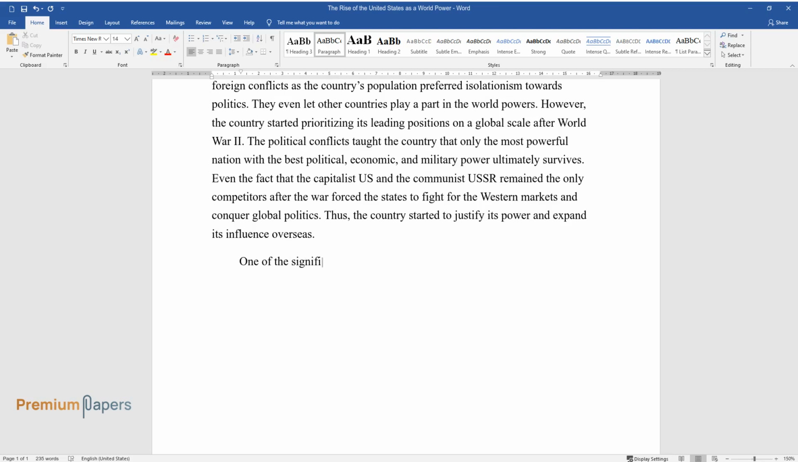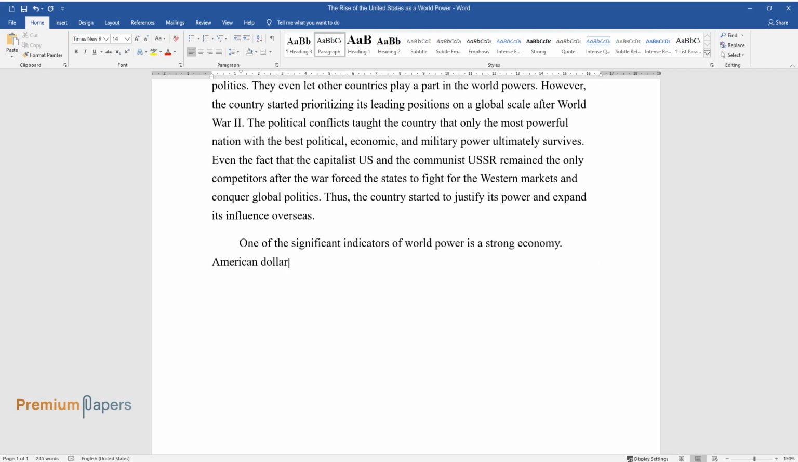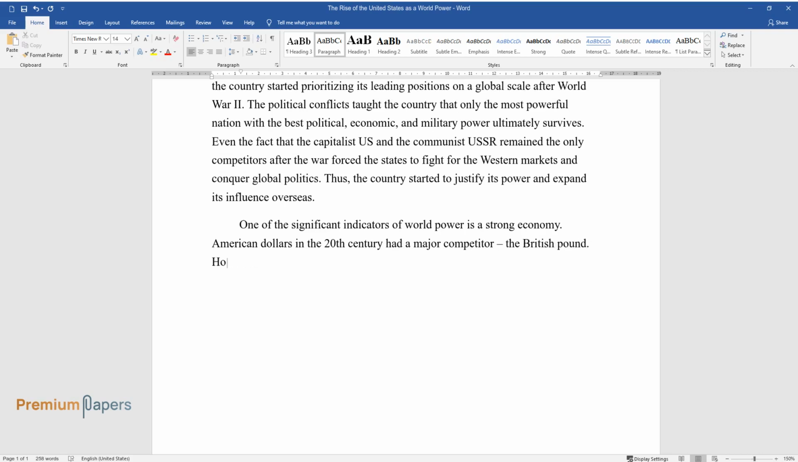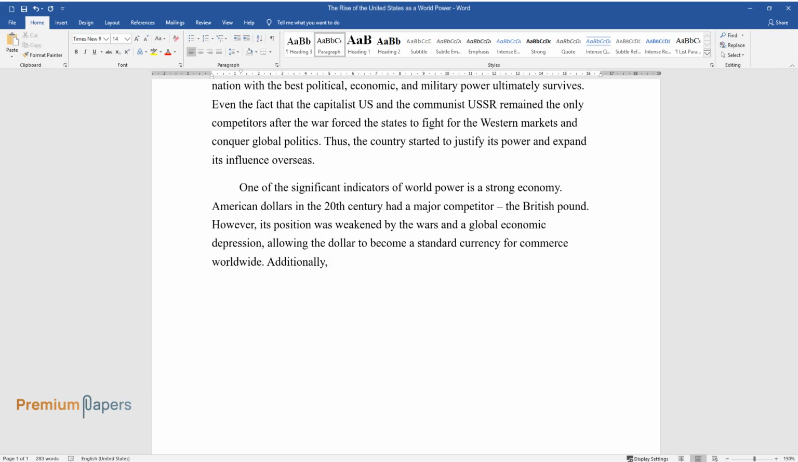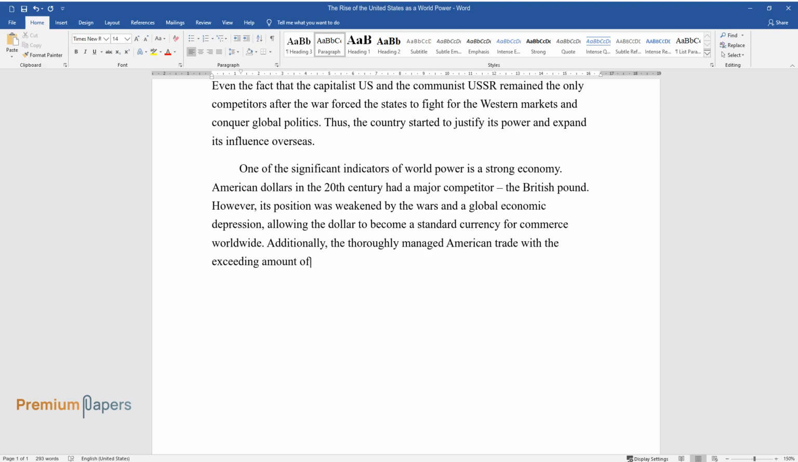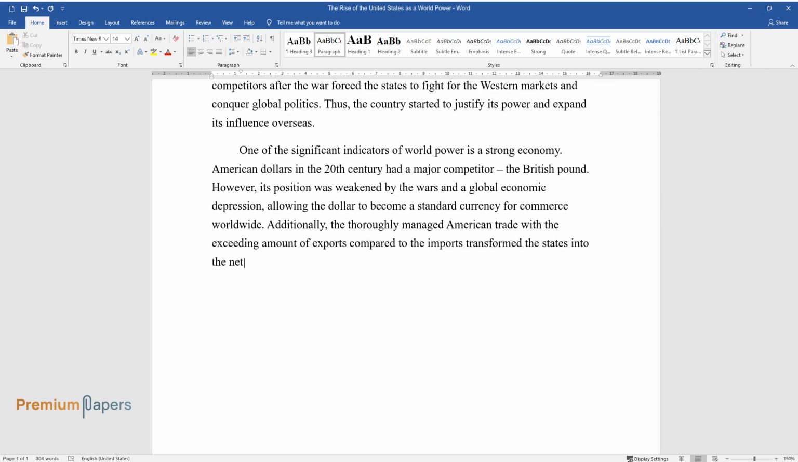One of the significant indicators of world power is a strong economy. American dollars in the 20th century had a major competitor, the British pound. However, its position was weakened by the wars and a global economic depression, allowing the dollar to become a standard currency for commerce worldwide. Additionally, the thoroughly managed American trade with the exceeding amount of exports compared to the imports transformed the states into the net creditor from the net debtor.